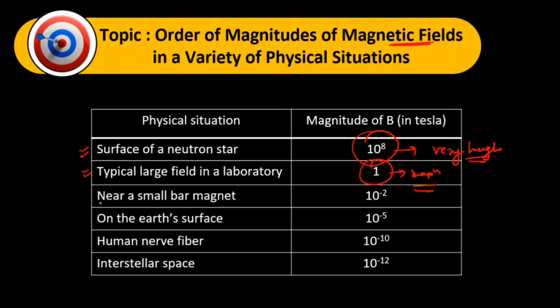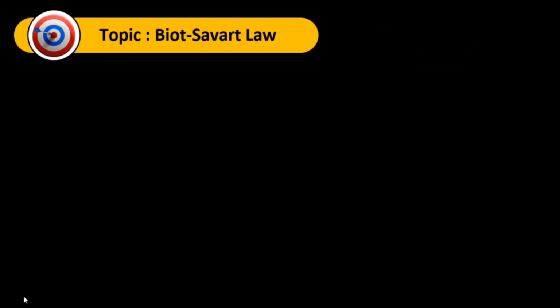Then near a bar magnet, it is 10 to the power minus 2 Tesla. On Earth's surface, 10 to the power minus 5 Tesla. Human nerve fiber, like inside humans, there is also a small magnetic field, which is like 10 to the power minus 10. And interstellar space, where there is no interaction, there is 10 to the power minus 12. So everywhere around us, there exists a magnetic field and we can witness it.